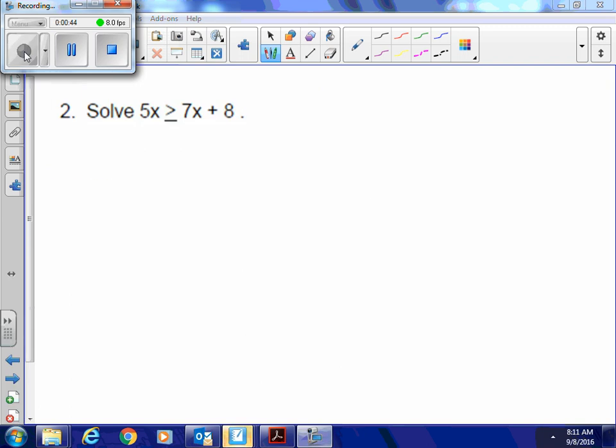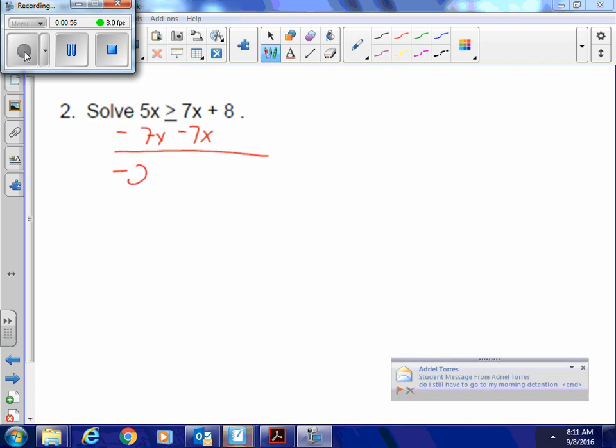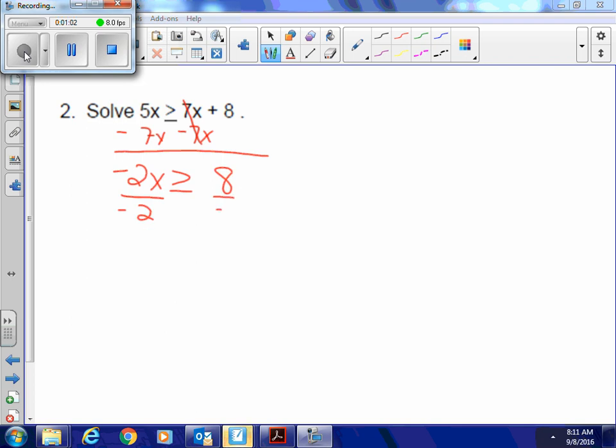We'll solve this inequality. We've got to get x on one side. Let's subtract 7x from both sides. Then we'll have our variables on one side and our constants on the other. Negative 2x is greater than. Those cancel, and we've got 8. Divide both sides by negative 2. When we do, we have x alone, but we've got to remember to reverse our inequality symbol because we divided by a negative, and we get that x is less than or equal to negative 4.